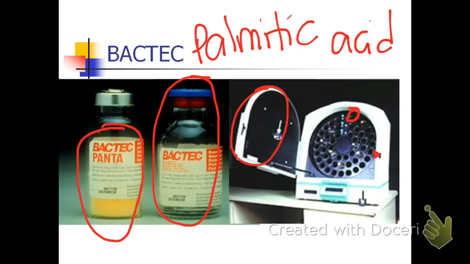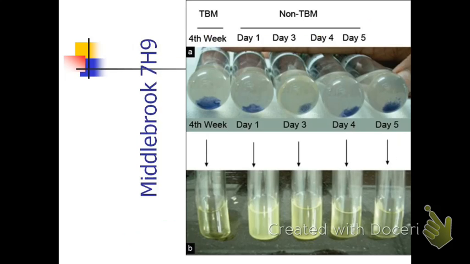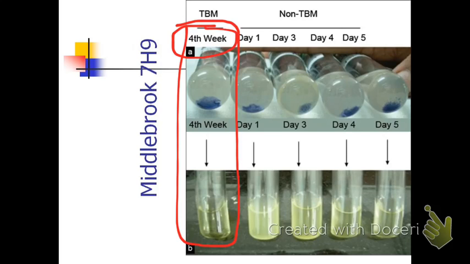Usually, they are using the LJ medium for this. So this is the Middlebrook 7H9. The presence of turbidity is again an indicator of a positive result. This tube is an example of a positive tube for Mycobacterium tuberculosis that will take about 4 weeks before we could see detectable turbidity. Rapid growers would take about 1 to 5 days, then there's already turbidity in the medium.